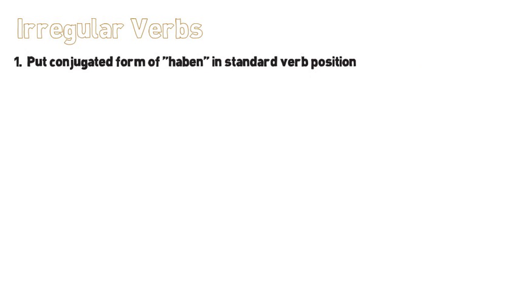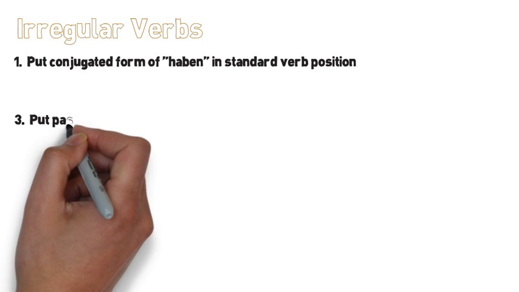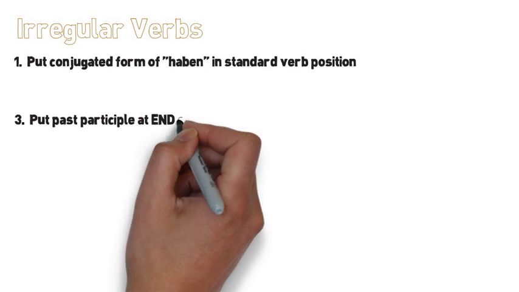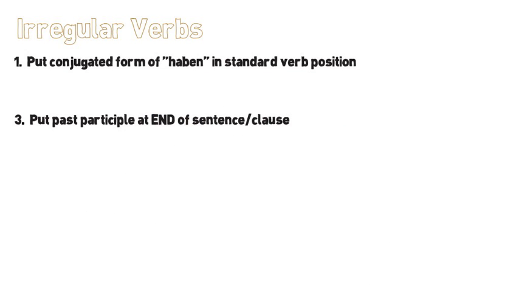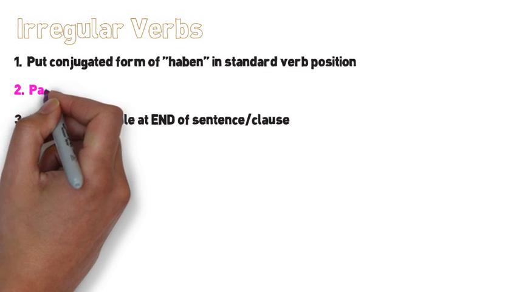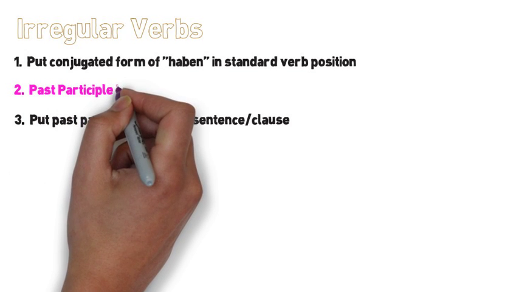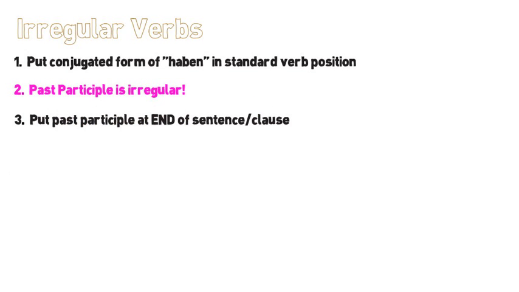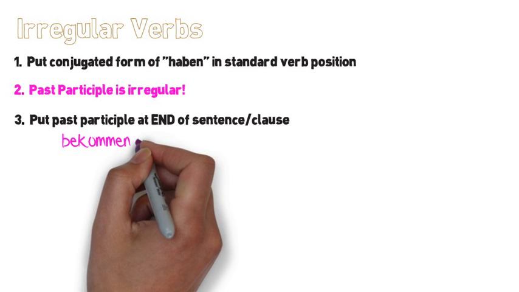The other good news is that the past participle will still go at the end of the sentence or clause, regular or not. But the tricky part is that the past participle itself is irregular, meaning it doesn't follow a predictable pattern the way regular verbs do. Here are some verbs you will have encountered so far, listed with their irregular past participles.